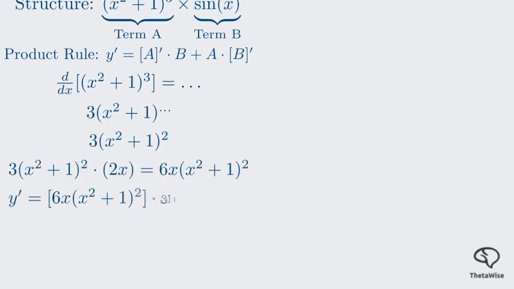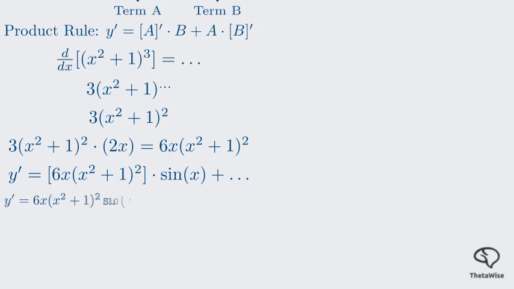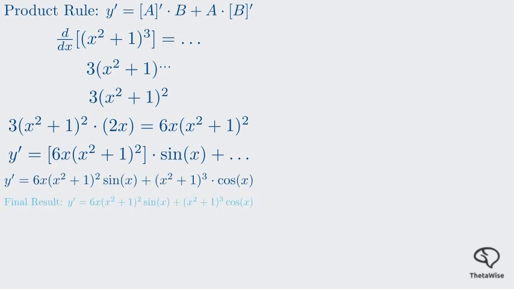Now we assemble the pieces. We take that result and multiply it by the second part, sine of x. Then, we add the first part, x squared plus 1 cubed, times the derivative of the second part. The derivative of sine of x is cosine of x. Look at that! By breaking it down into smaller rules, product, chain, power, and trig, you solved a pro-level problem.